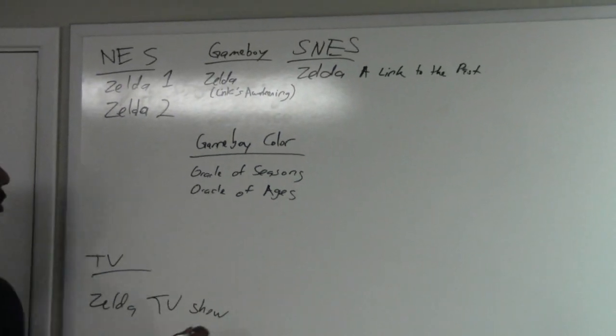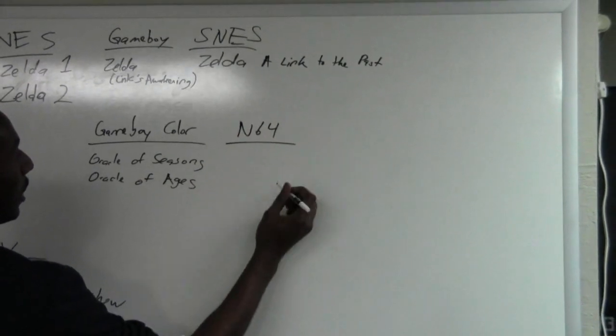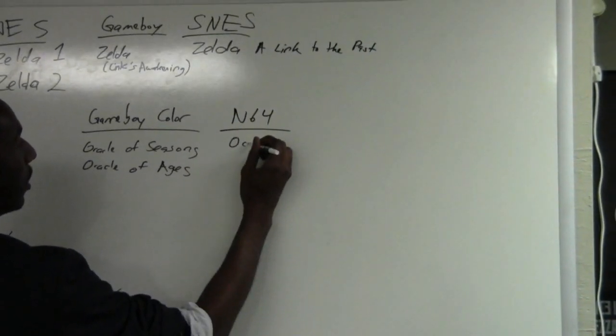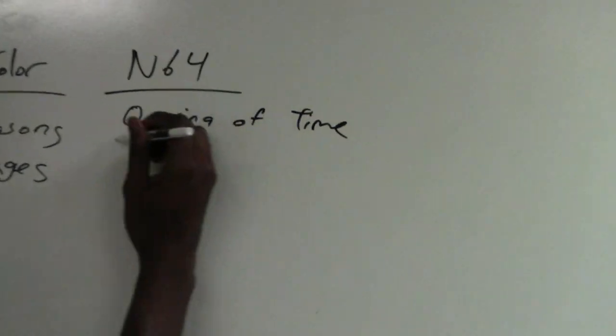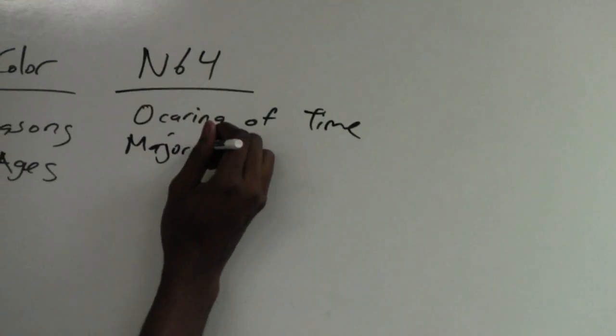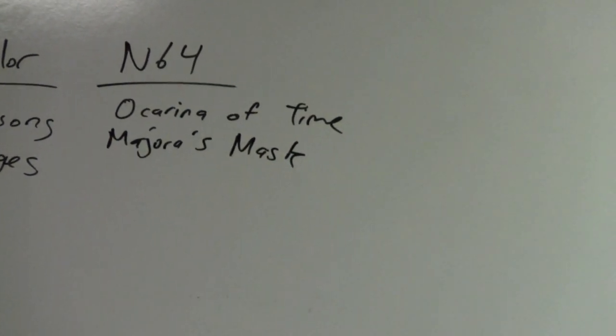Isn't there another Game Boy one coming up? And there we go, N64, of course. Oh, Majora's Mask, my favorite. Ocarina of Time and Majora's Mask. I think that's a lot of people's favorite. I like Majora's Mask, and I'll explain why later in the video. But I do like Ocarina of Time.